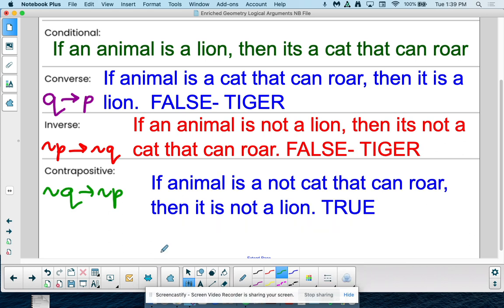Maybe this is something you want to write in your notes. A converse and an inverse will have the same truth value. They're logically equivalent. And your contrapositive and your conditional will have the same truth value. This one would have been true if we would have said that. So that's a way to check yourself. Converse and inverse will have the same truth value. Contrapositive and conditional will have the same truth value. That was a lot. And I realize that and I apologize.